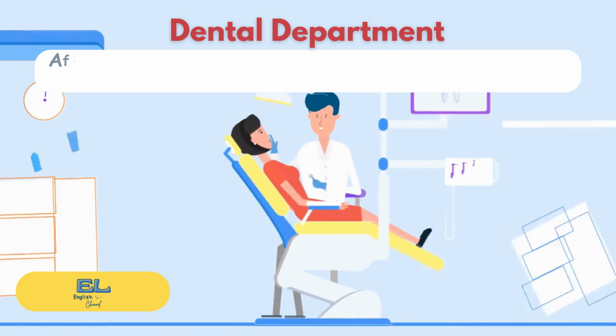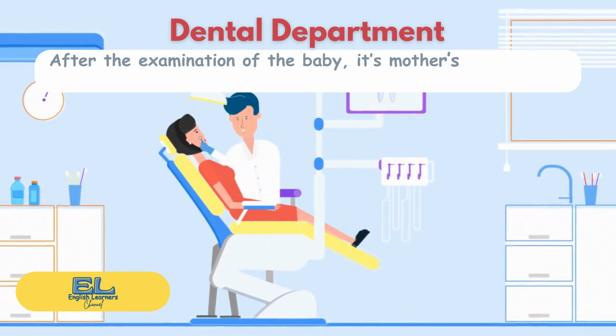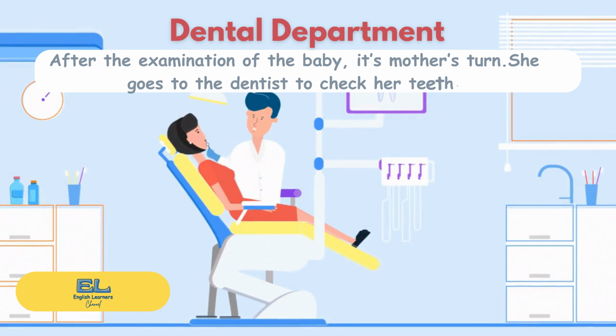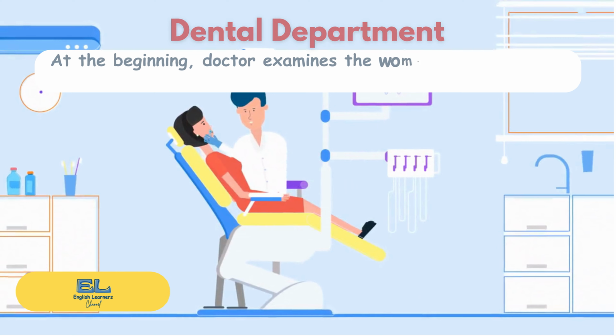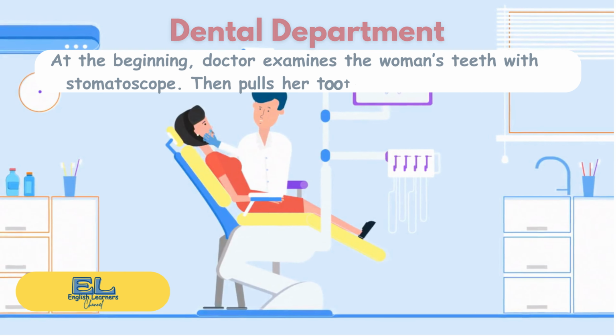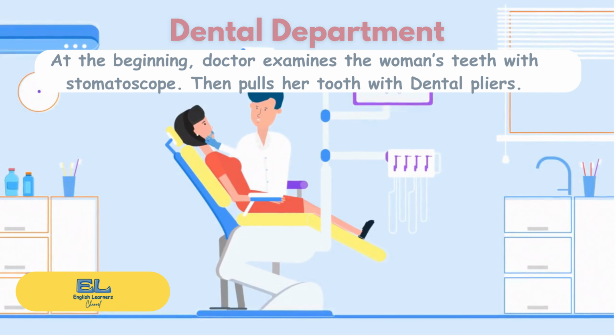Dental department. After the examination of the baby, it's the mother's turn. She goes to the dentist to check her teeth. At the beginning, the doctor examines the woman's teeth with a stomatoscope, then pulls her tooth with dental pliers.